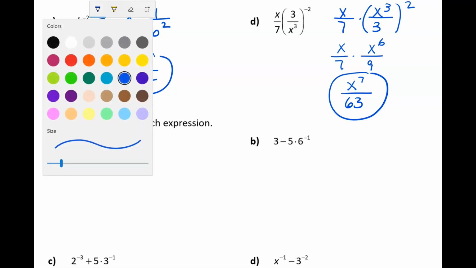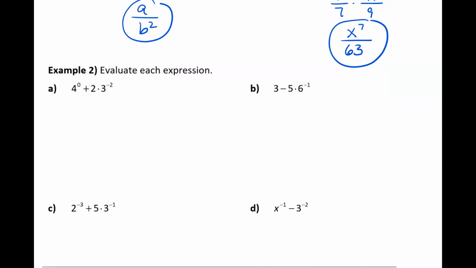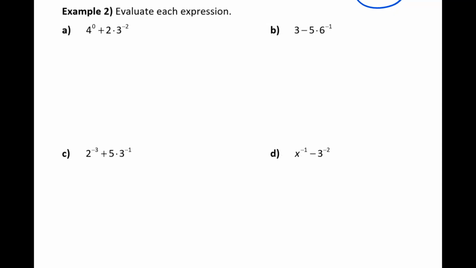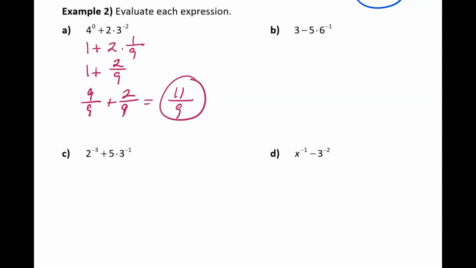Now let's try some examples where we have some additional operations. So in example 2, we have 4 to the 0 plus 2 times 3 raised to the negative 2. So we're going to want to do the exponents first. So we have 1 plus 2 times 1/9. And 1 plus, and now the multiplication, 2 times 1/9 is 2/9. And now we need a common denominator, so 9 over 9 plus 2 over 9 is 11/9.